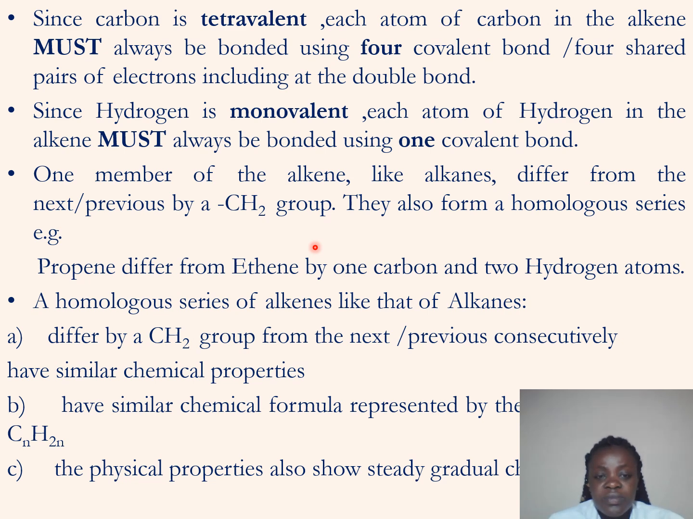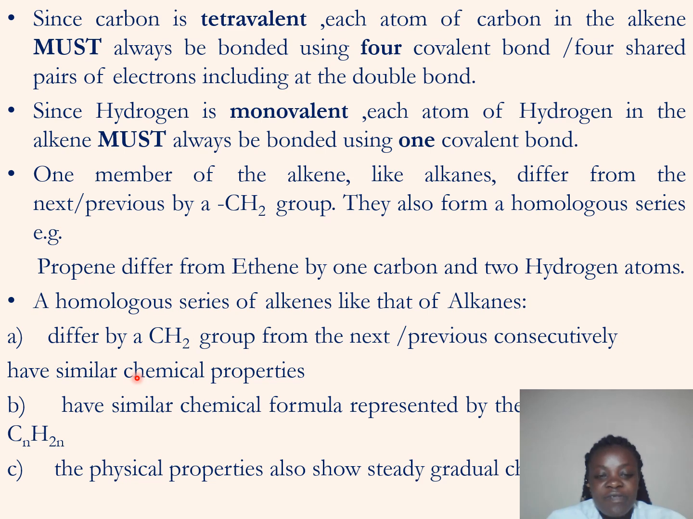Then we looked at the properties of a homologous series. Alkenes belong to a homologous series just because they do what? The members differ by a CH2 group from either the previous or the next member. So these are the properties of the homologous series of alkenes.